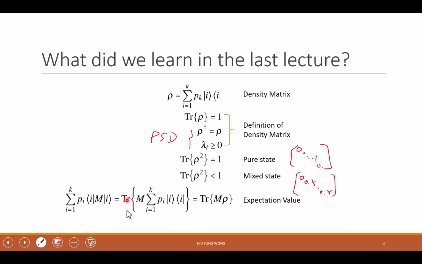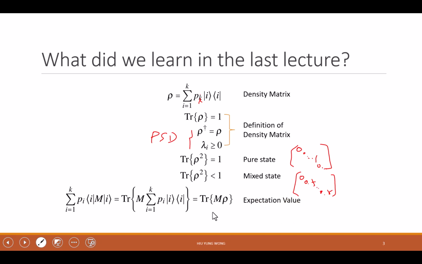This is just equal to the trace of this operator times this quantity, and this is the quantity we have been using, right? So I have a typo here. This is p_i, not p_k. This is p_i, and we run from i to k, right? And this turns out to be the density matrix. So you find the trace of their product, and then it is the expectation value.